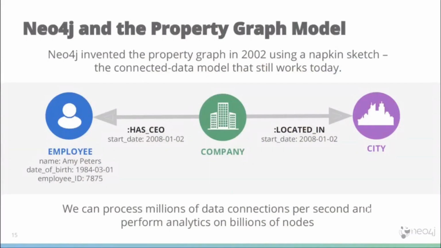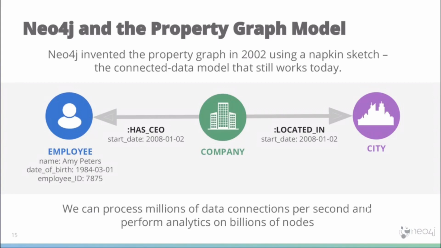And this is bread and butter for Neo4j. We actually invented the property graph model in 2002. The lore is that it was the back of a napkin that started it all. It's a very simple idea if you think about it. We've got nodes. Those are the nouns in our network or whatever we're trying to understand: employee, company, city. And you've got relationships.